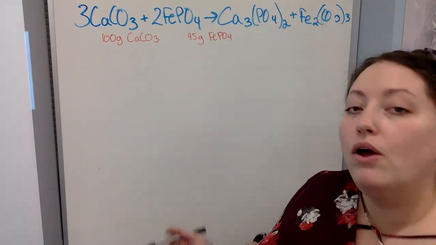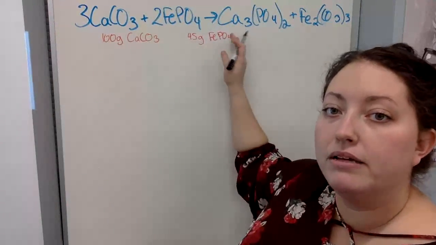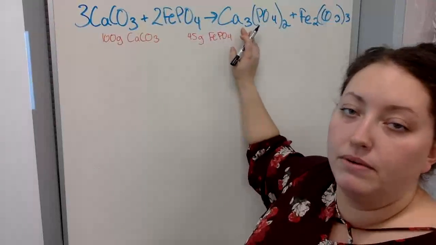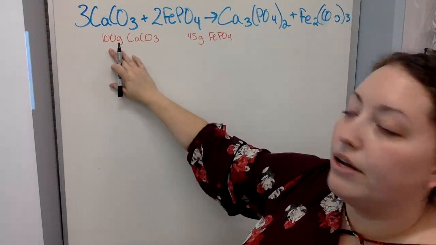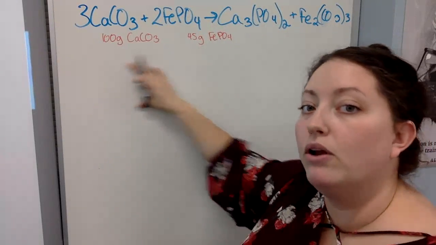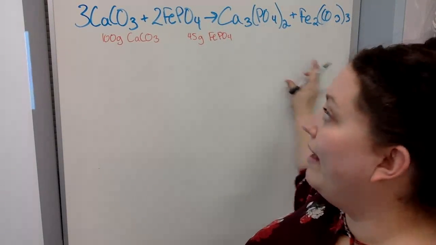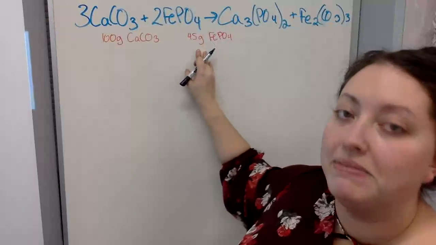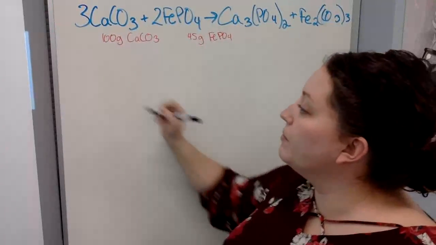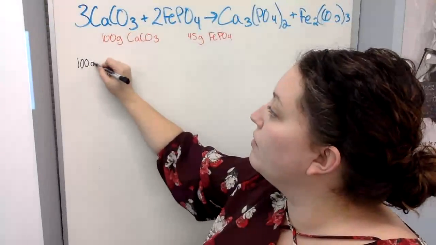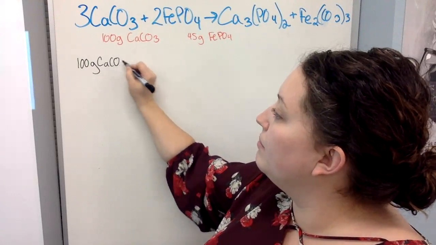But anyway, we're going to pick one. I'm going to pick calcium phosphate because that's the one that I had done before, so I'm just going to use that one again. So you have to start out with 100 grams of calcium carbonate and do one whole problem for that. Then you start out with 45 grams of iron phosphate and do a whole other problem for that. So for this one, we're going to start out with your 100 grams of calcium carbonate.